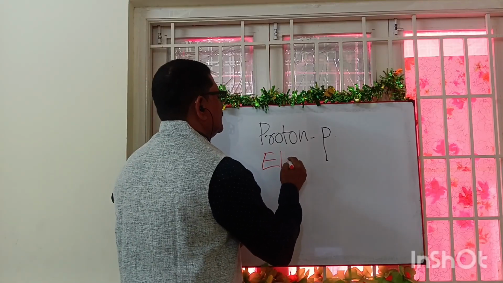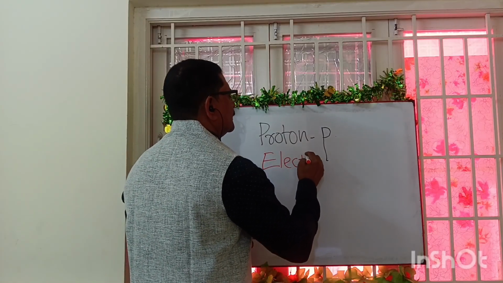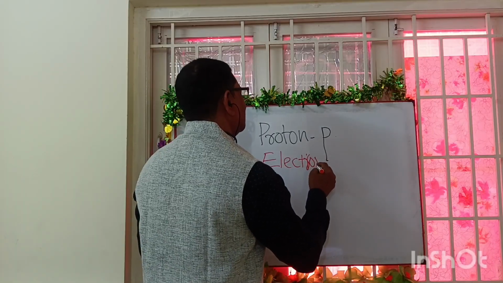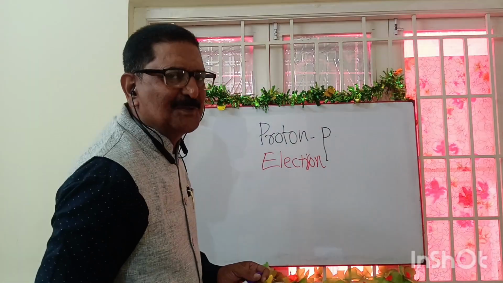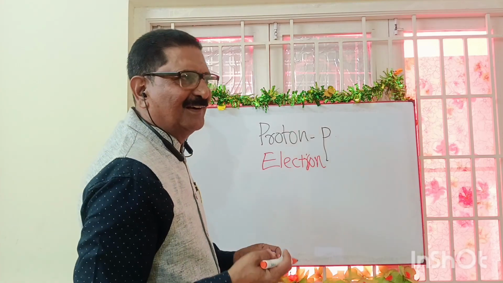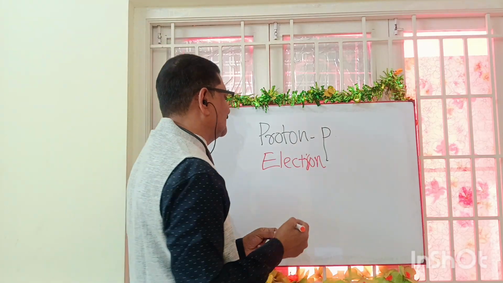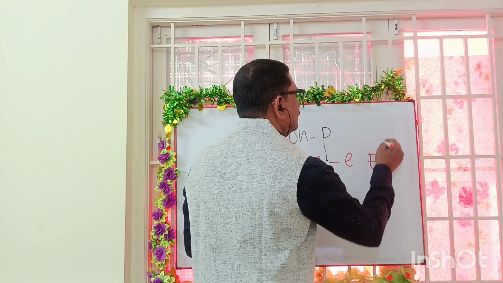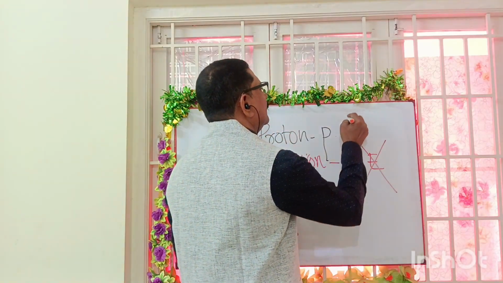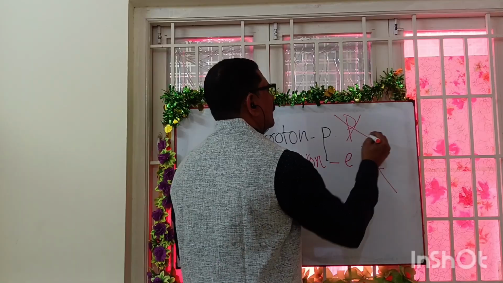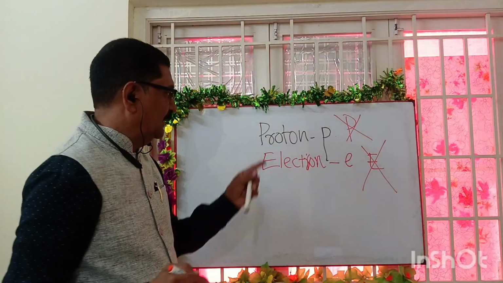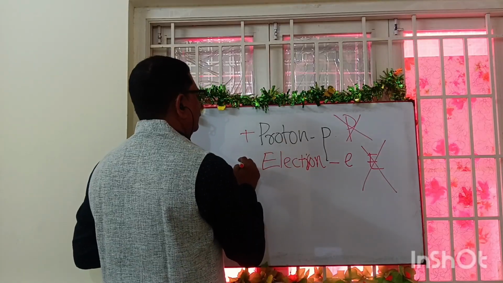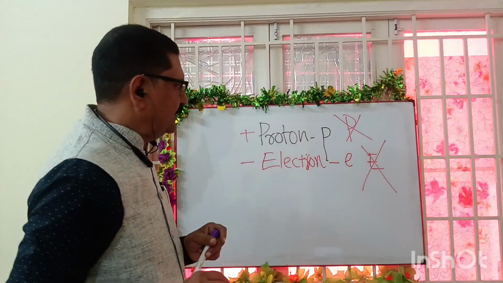Electron. Just opposite in charge. Sorry, I wrote it wrong. Electron. The symbol is small e, not capital E. Capital E stands for atom. This is also not E, small e. Then proton has positive charge and electron has negative charge.